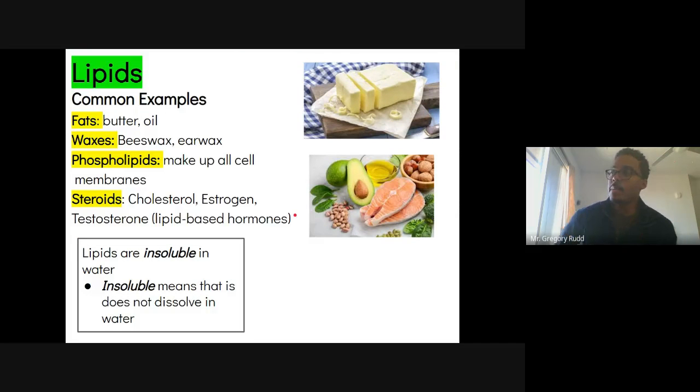Here are common examples of lipids. So we've got fats, like the ones that appear in butter or in different oils that you might use to cook with. Waxes, beeswax, earwax, candle wax, these are lipids as well. Phospholipids, we're going to talk a lot more about phospholipids in Unit 2. They are extremely important because they make up all cell membranes. And steroids as well. Steroids are lipids.